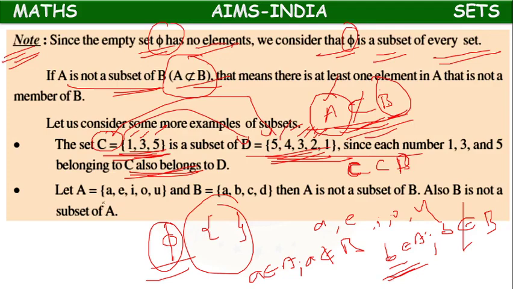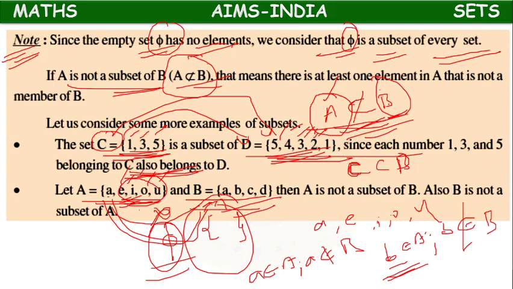Next. So here A equals AEIOU, B equals ABCD. So here A is present in B. But what about the others? They are not present in B. Only one element is present in B. No other element is present in B. So here four elements are not members of B. So it is not a subset of B.